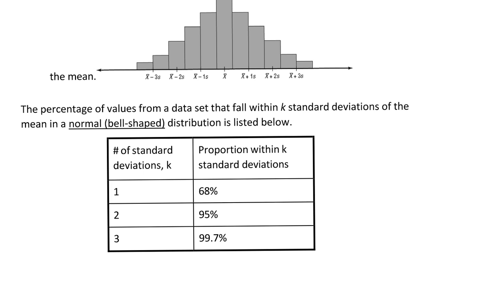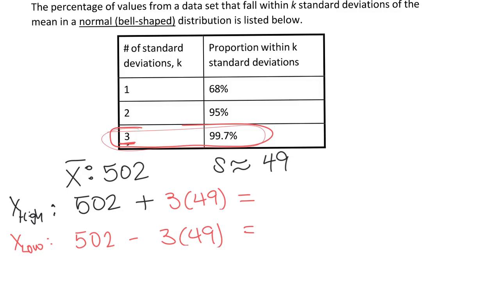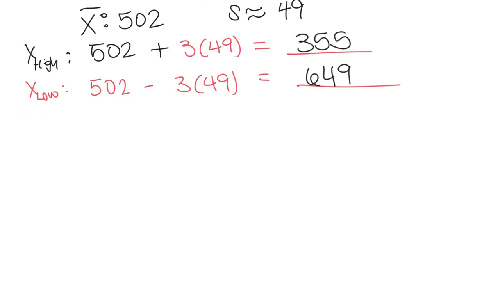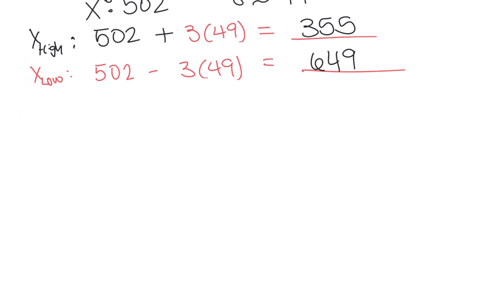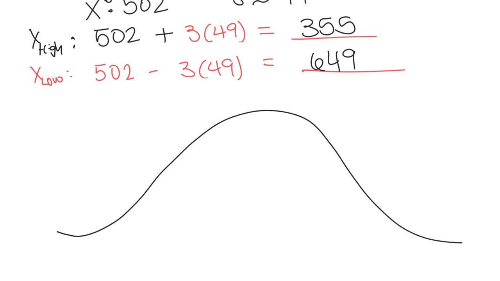So I want to show you one of your homework problems, and then we're actually going to have an exit ticket today because I want to make sure we're all on the same page. All right, so hopefully you got 355 to 649. When you think about that distribution curve here, I'm going to try to draw this best I can.